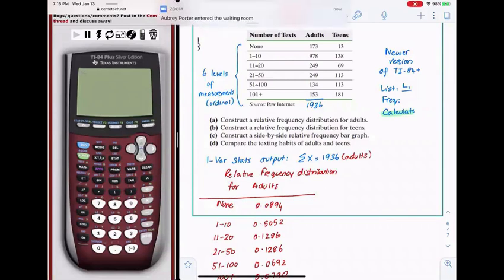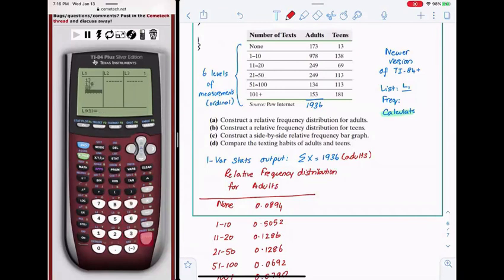What I'm going to do is enter the frequencies for teens in list 1. So I have to press start, 1. So I get list 1, list 2, list 3. In the first list, I'm going to enter the frequencies. So I've got 13, 138, 69, 113, 113, and 181.